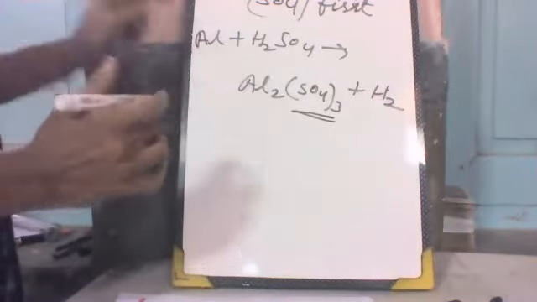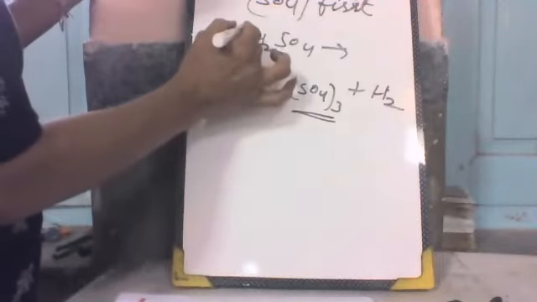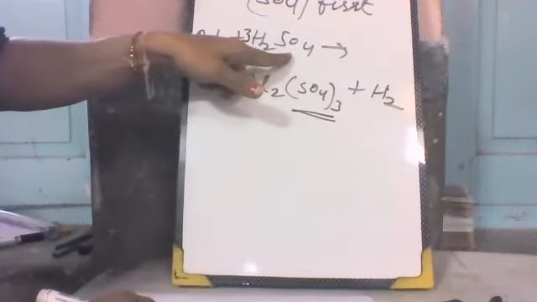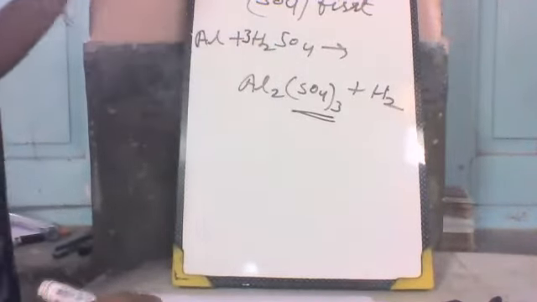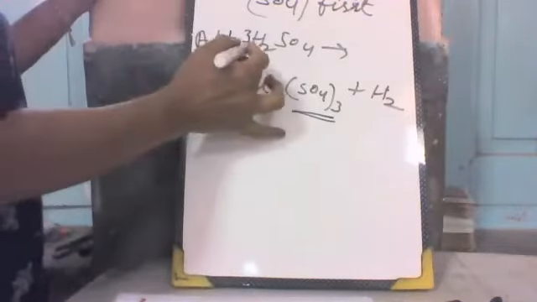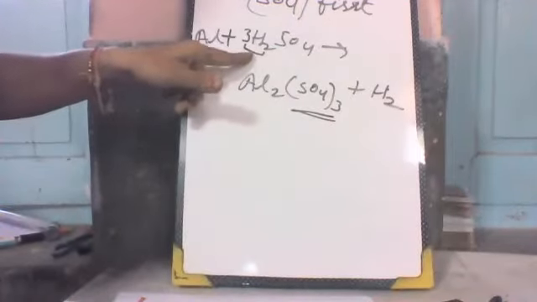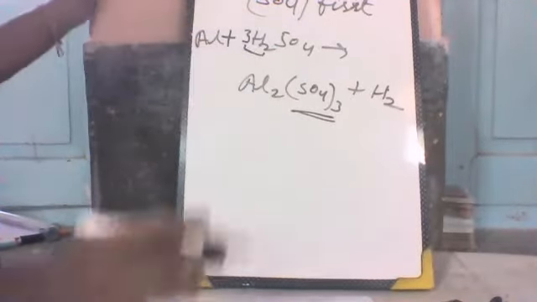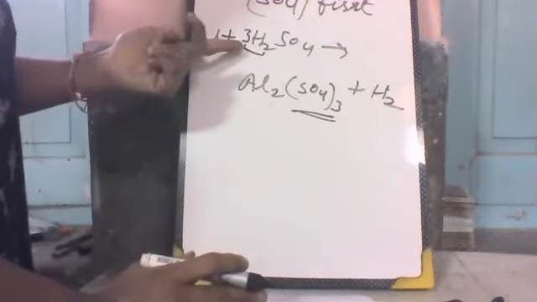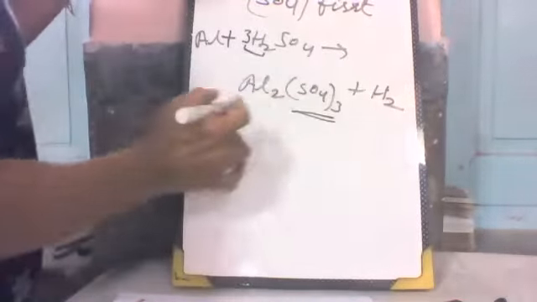To balance it, we have to put 3 before the sulfuric acid. Now, on putting the 3 before the sulfuric acid, it makes the number of hydrogen 6. We have balanced the number of sulfate, but it makes the number of hydrogen atoms 6, but here it is 2 only.